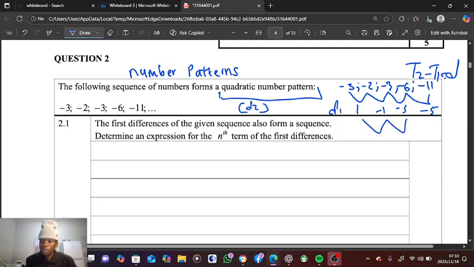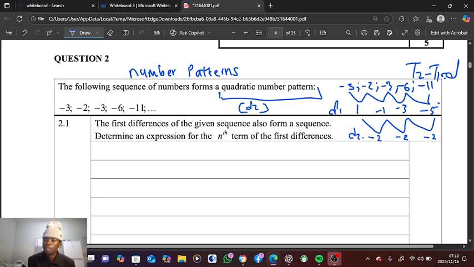Then we have to look for the second difference. Same thing, T2 minus T1 gives us our D. So here we're gonna say negative 1 minus 1, it's gonna give us what? Negative 2. Then negative 3 minus negative 1 gives us what? Negative 2. Then negative 5 minus negative 3 gives us what? Negative 2. This is our D2. So they say 2.1, the first differences of the given sequence also form a sequence.